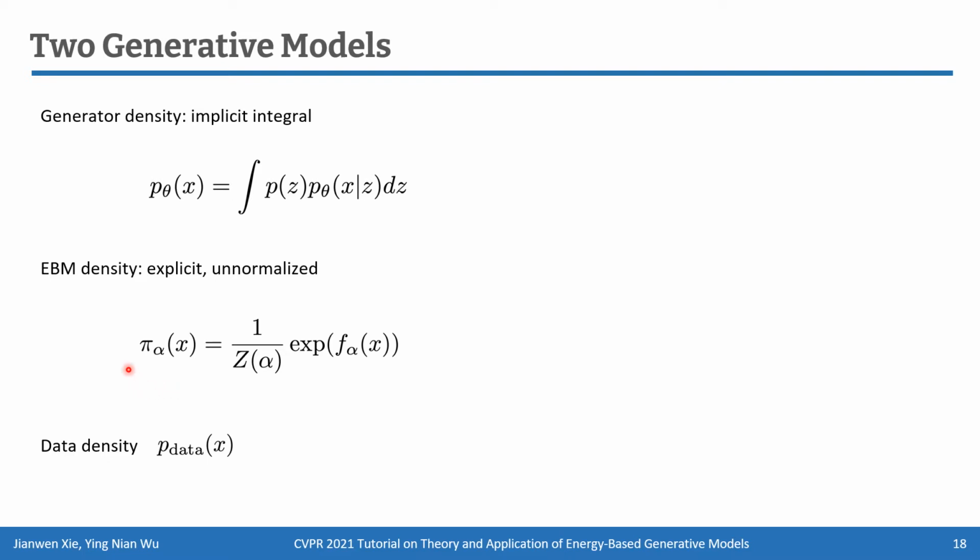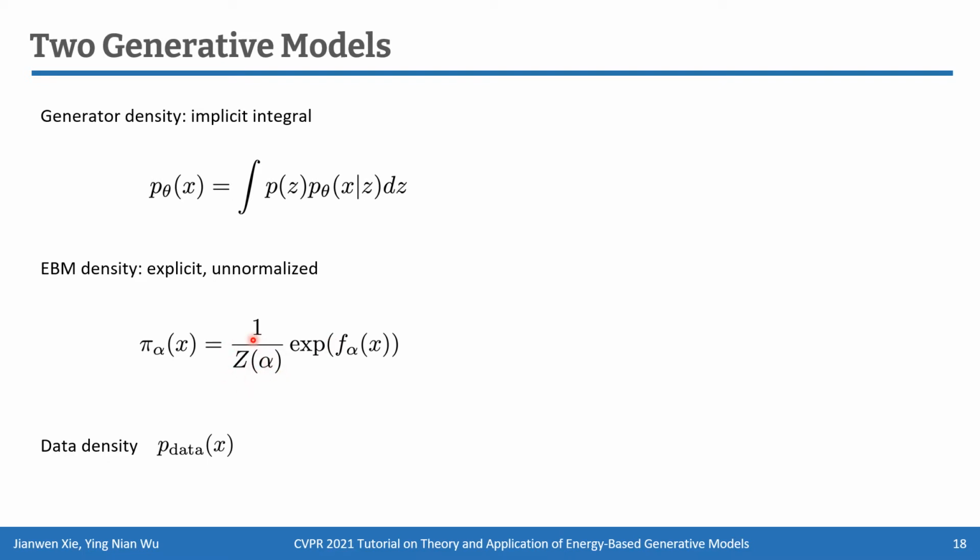So for the bottom-up energy-based model, we now use the notation pi of alpha. Alpha collects all the parameters of this bottom-up network that defines the energy function f of alpha x. So this is our current negative energy function, and z of alpha again is a normalizing constant.